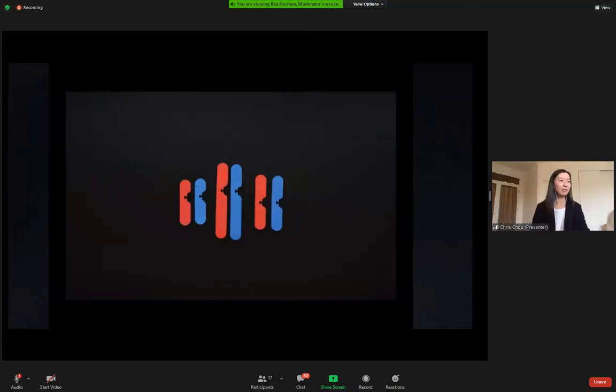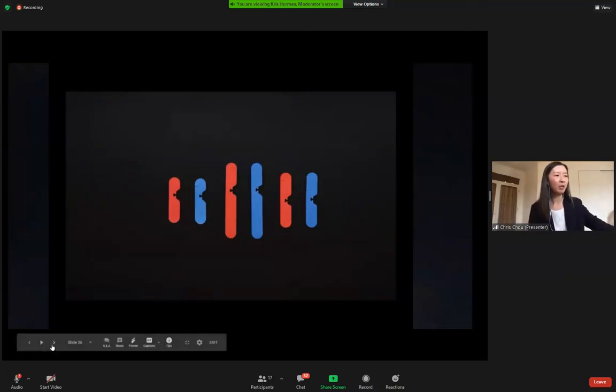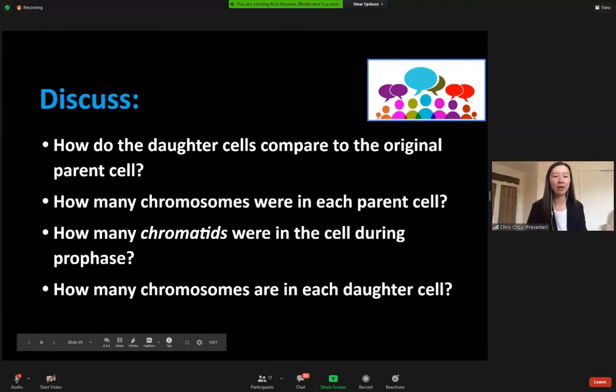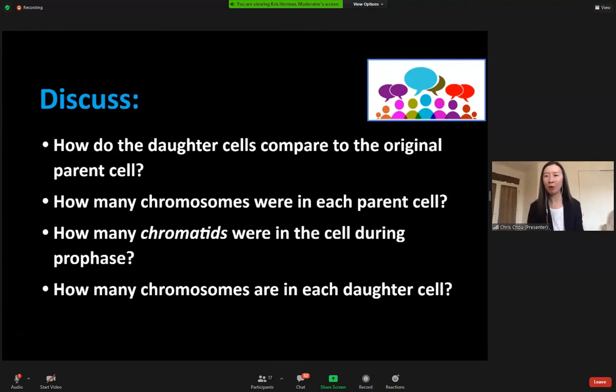Okay, so moving on to the next slide. With students, you can talk about the number of chromosomes before and after, what the cells are like, genetic material, and then how many chromatids were in the cell during prophase, and how many chromosomes are in each daughter cell. So the idea here is your students get to see, you start with 4 different chromosomes, and the daughter cells you end up with are identical with these same 4 chromosomes.